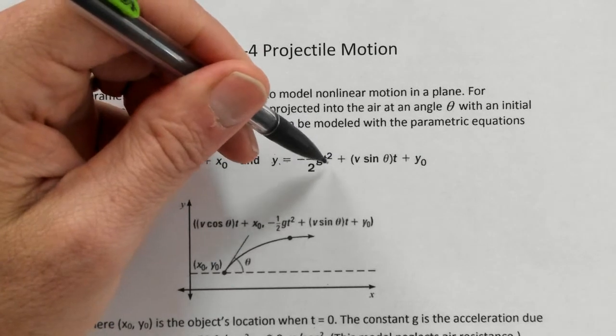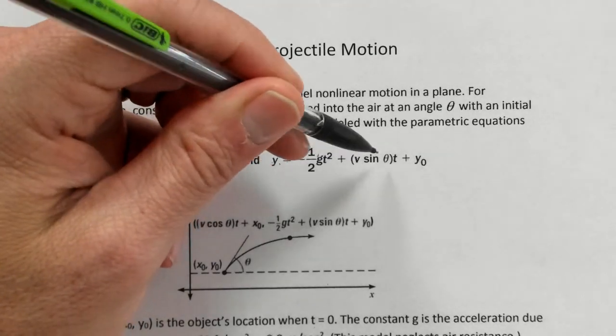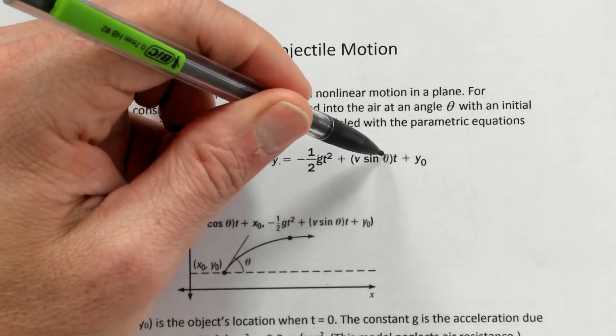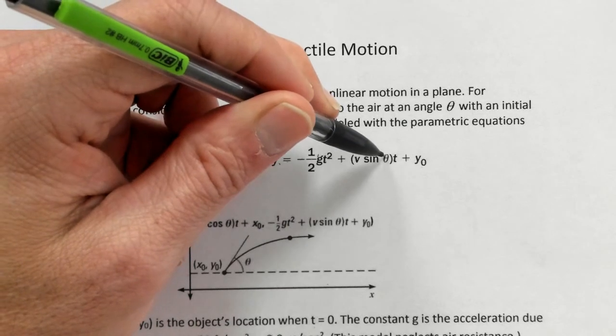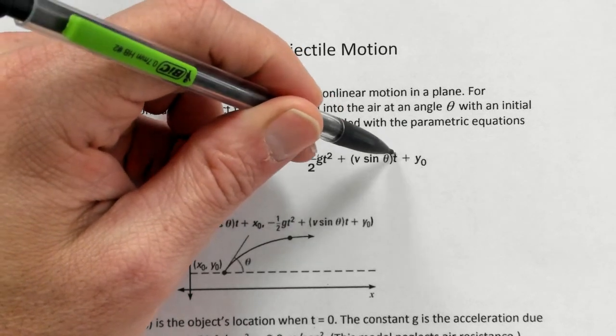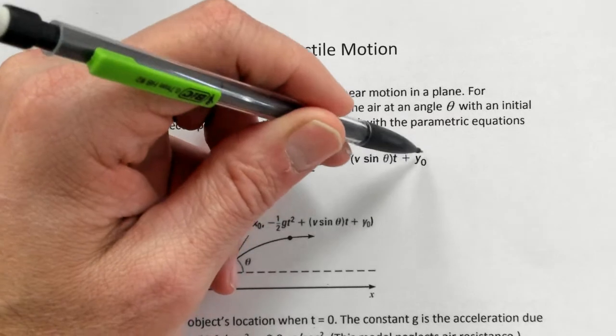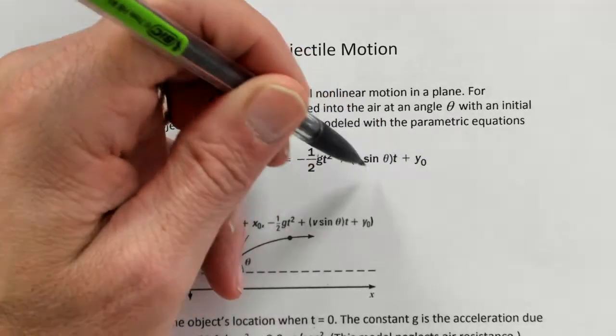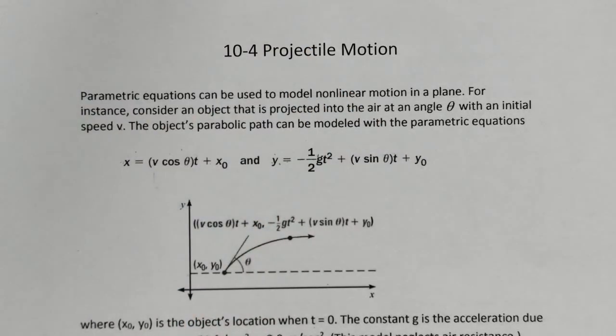And t is still time. V is the initial velocity. Theta is, again, the angle. T is time. And again, this is the initial height at time 0, the height of the object at time 0.